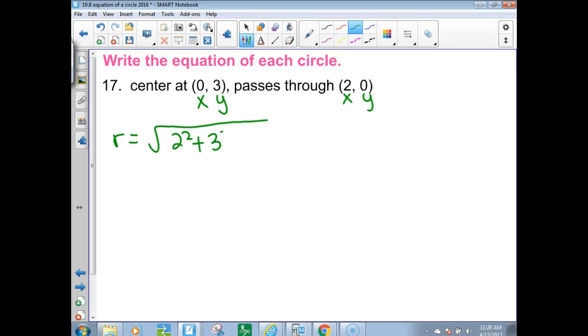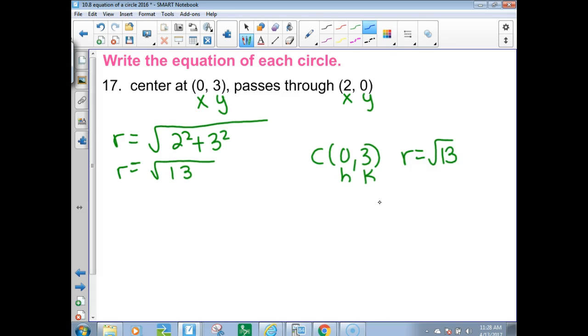3 squared. Okay, and then the radius would be the square root of whatever 2 squared plus 3 squared is. That's 4 plus 9, which is 13. So I'm not going to do anything to that right now. I'm just going to say, hey, that's my radius. It's the square root of 13. So I'm going to write the center is (0, 3). So that's my h and my k, 0 and 3, respectively. And the radius is the square root of 13.